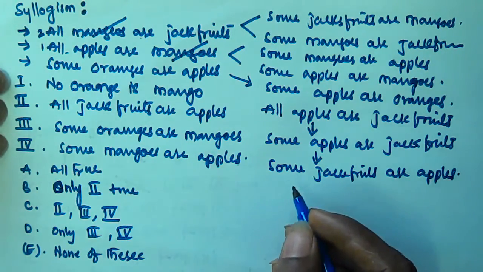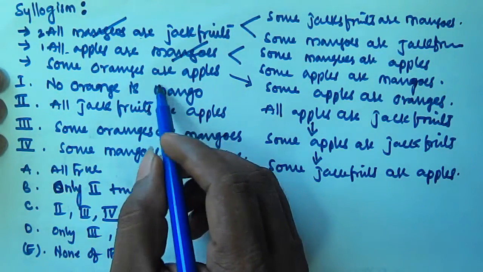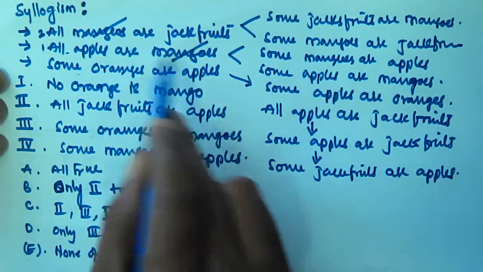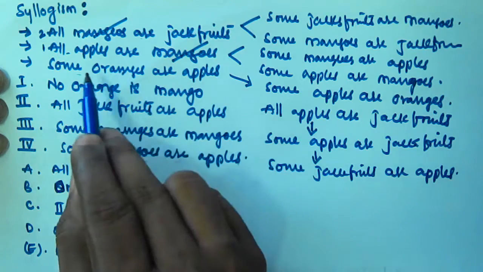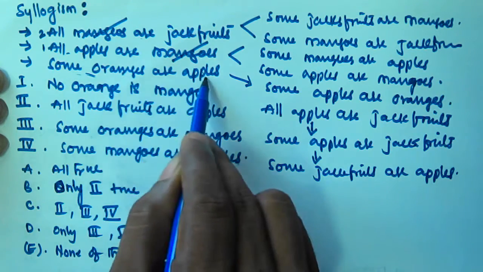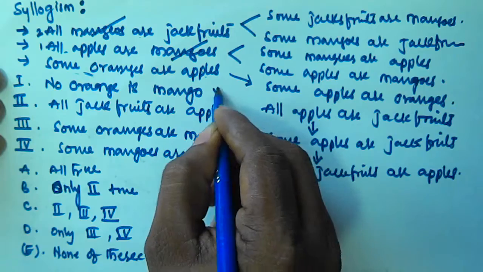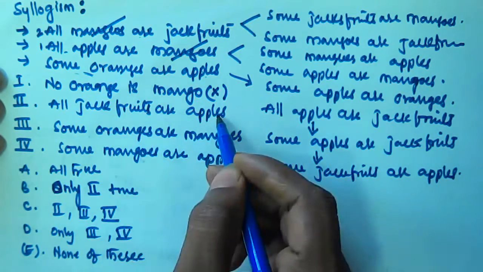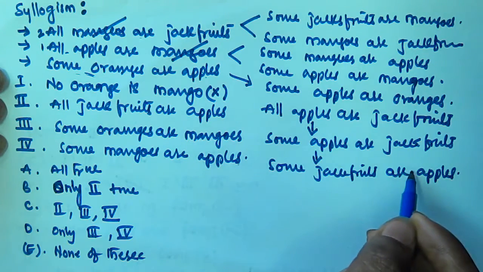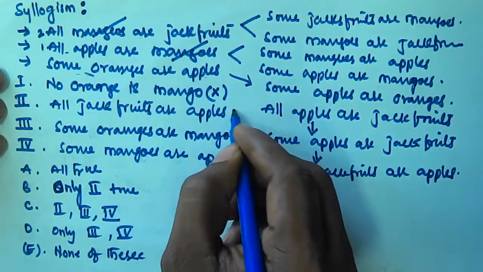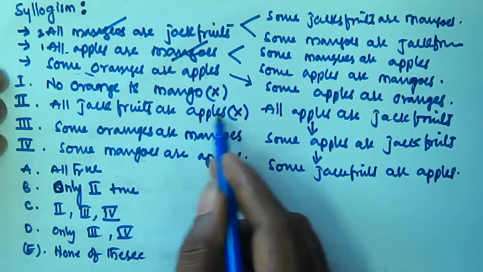Now check. No orange is a mango. If you observe, some oranges are apples and all apples are mangoes. Here we can substitute mangoes, so some oranges are mangoes. Then we cannot say no orange is a mango, so this one is false. Next, all jackfruits are apples. We derived some jackfruits are apples, but here it says all jackfruits are apples, so this one is also false.